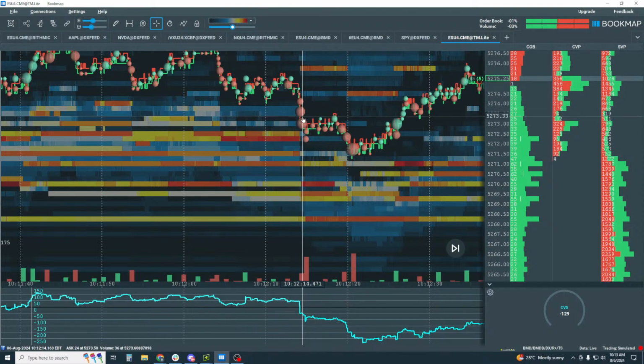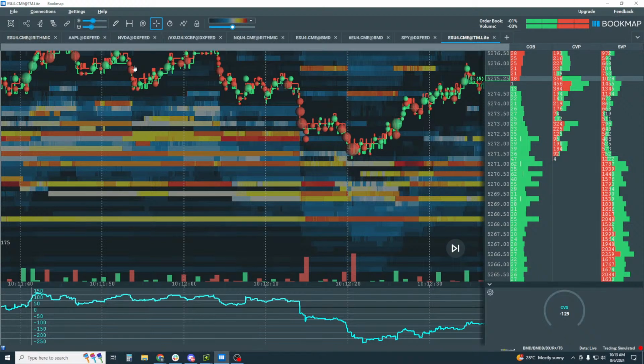Look how sellers came in, swept the order book lower. This is going to be a stop run as well. We can verify it with the stops and icebergs indicator that we have there.